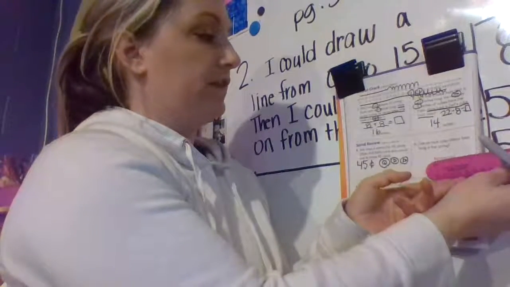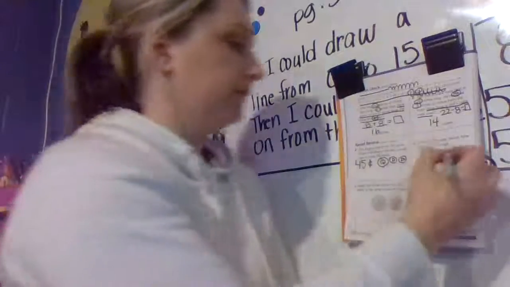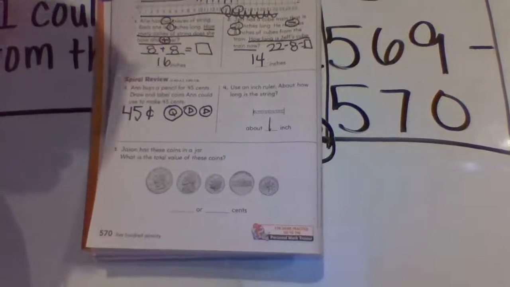Okay. All right, using an inch ruler, about how long is that string? So take out your ruler, and I'm going to start at the 0, and I can see it goes all the way to the 1. So it's about 1 inch long. And finally, Mr. Collins, his name's Jason. Jason has 3 coins in his jar. What is the total value of these coins?